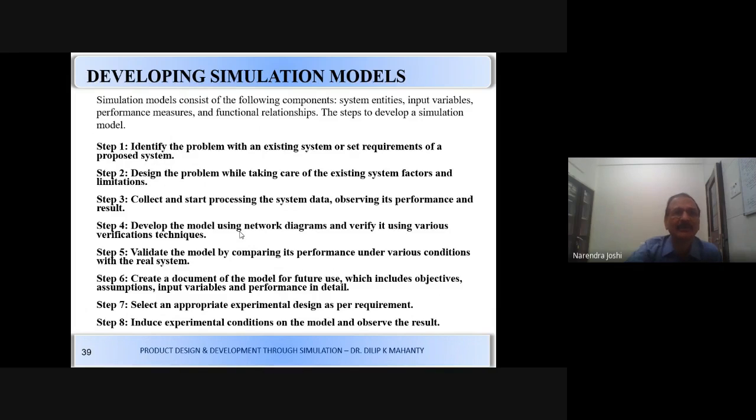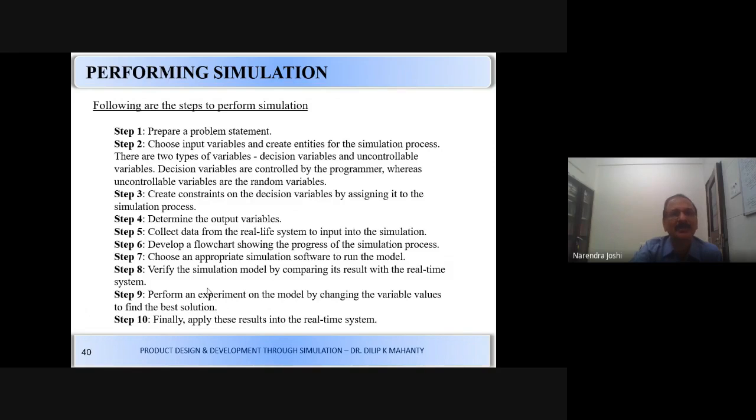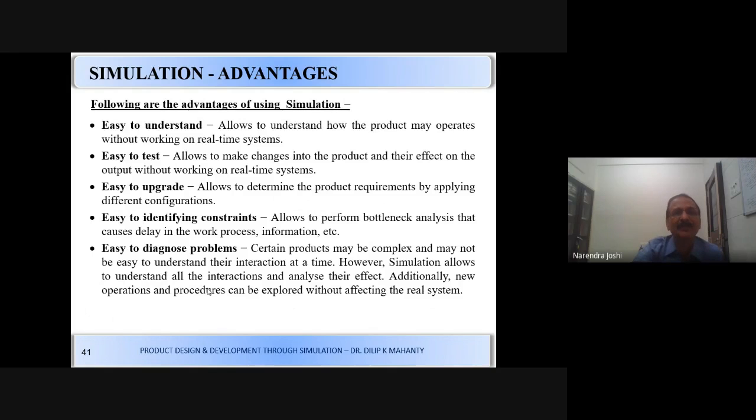So simulation model development: identifying the problem with an existing system or setting requirements of a proposed system. These are the kind of model development steps for simulation we have talked about. The 8 steps are there on which we can do the simulation. In performing a simulation, the different stages are there. This simulation is important for seeing how my product can be pushed through this process so that the intended behavior of the product is taken care of, and any input or requirement or interaction of the different systems or parts in the product is proper or not. What is the advantage of simulation?